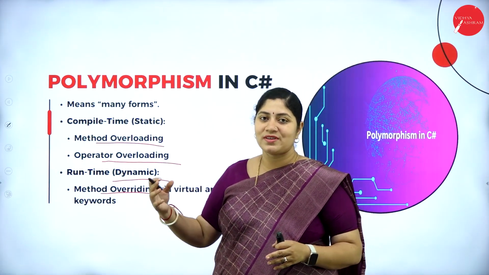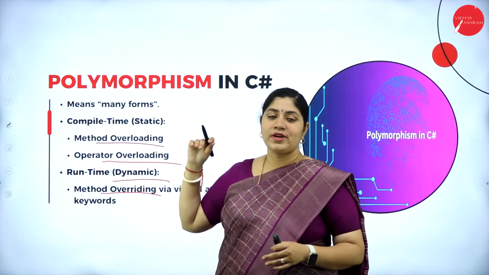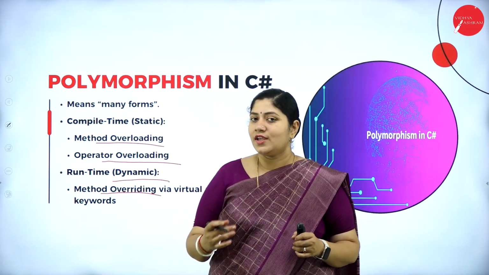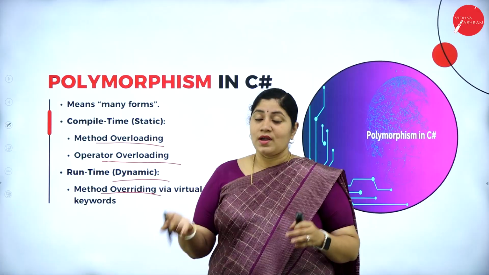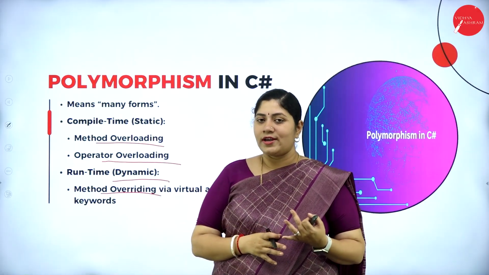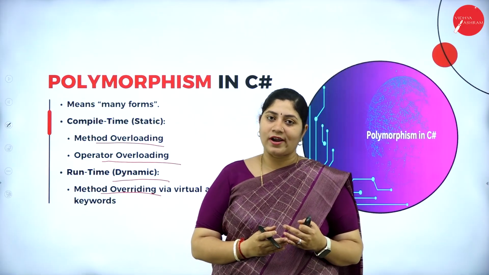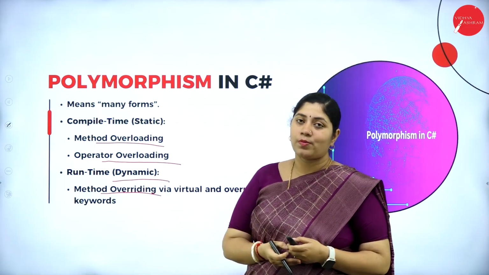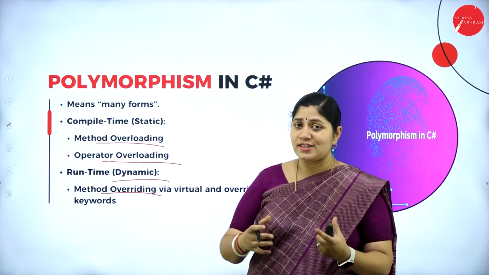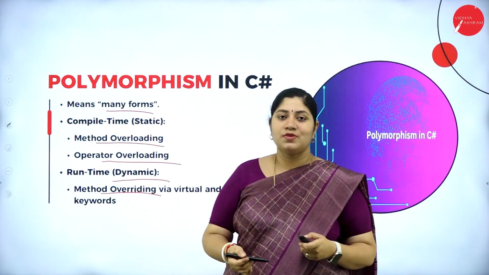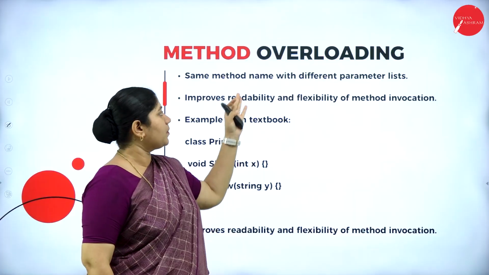So please note the difference. Under compile time, we'll be understanding what is method overloading as well as operator overloading. Under runtime, or dynamic polymorphism, we'll be understanding what is method overriding. So this is all about polymorphism, which exactly means many forms. Alright, let's move forward. Let's see what is method overloading.